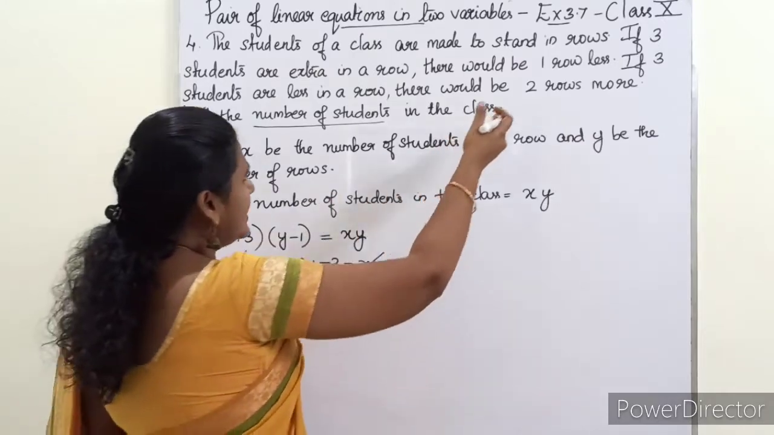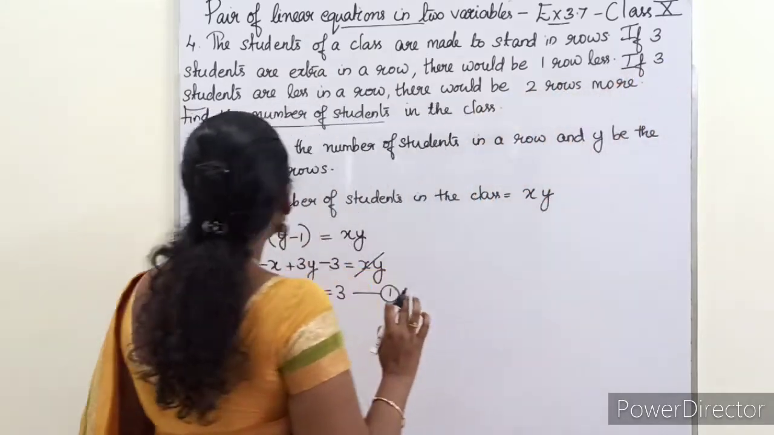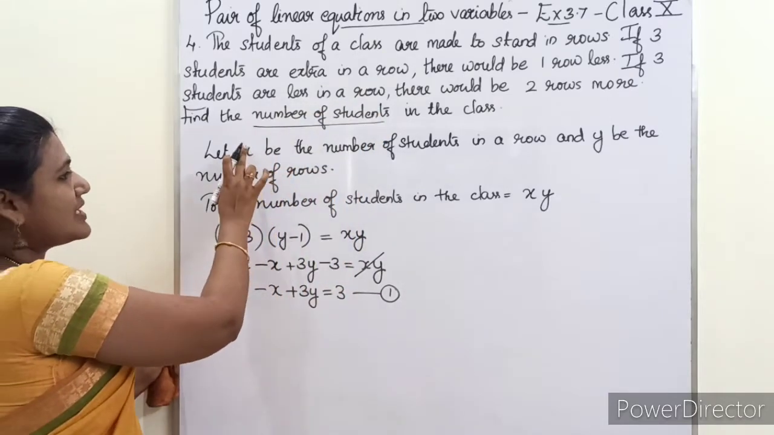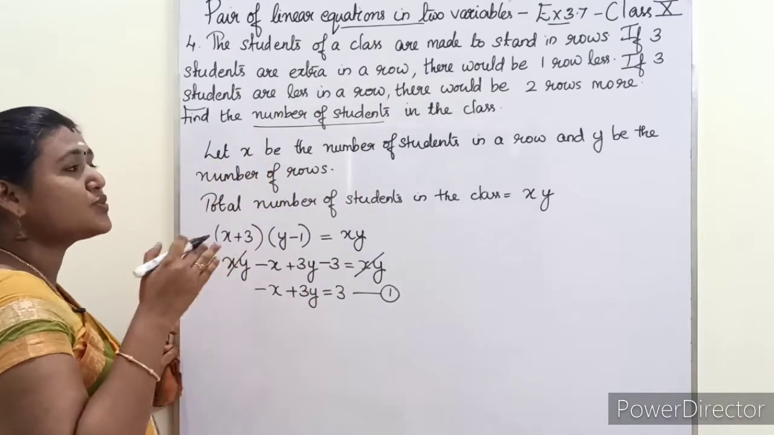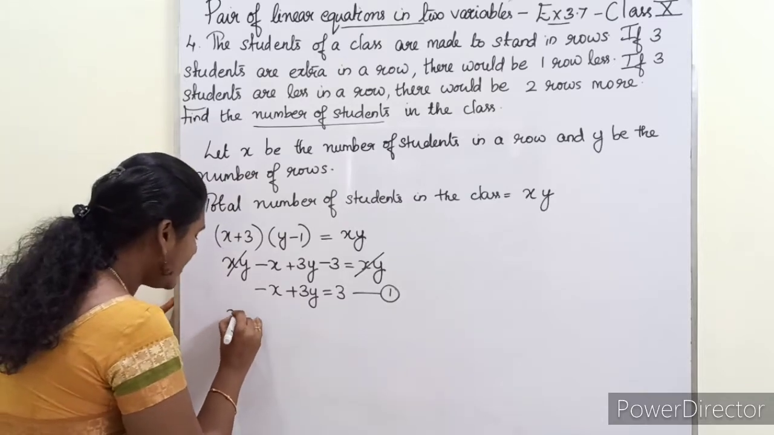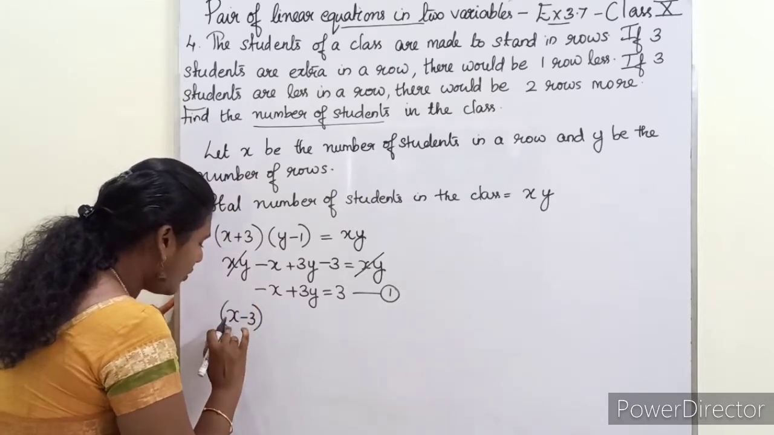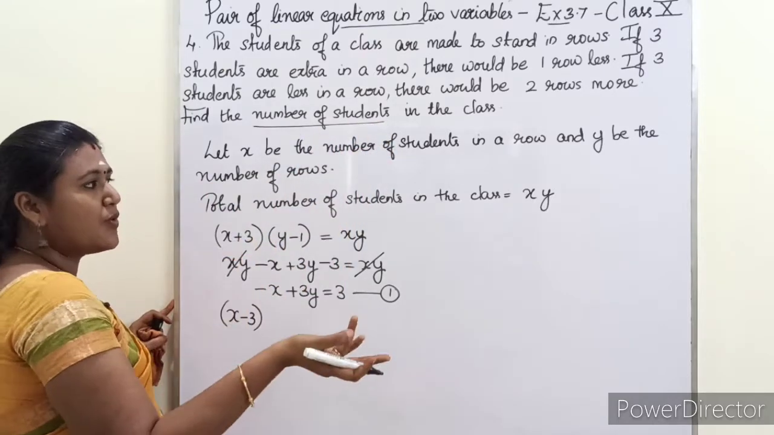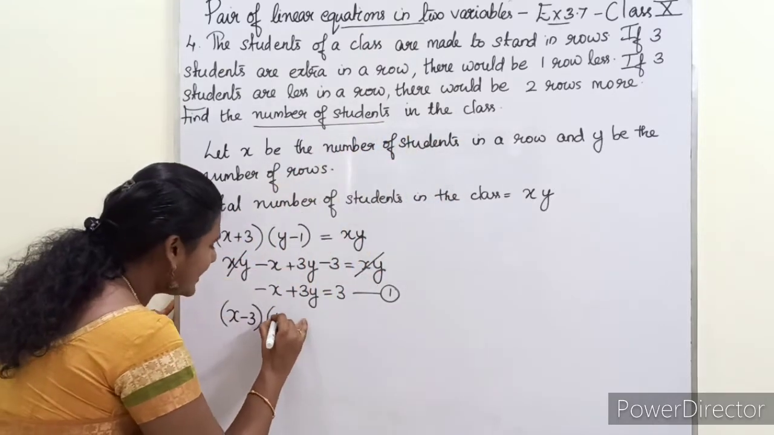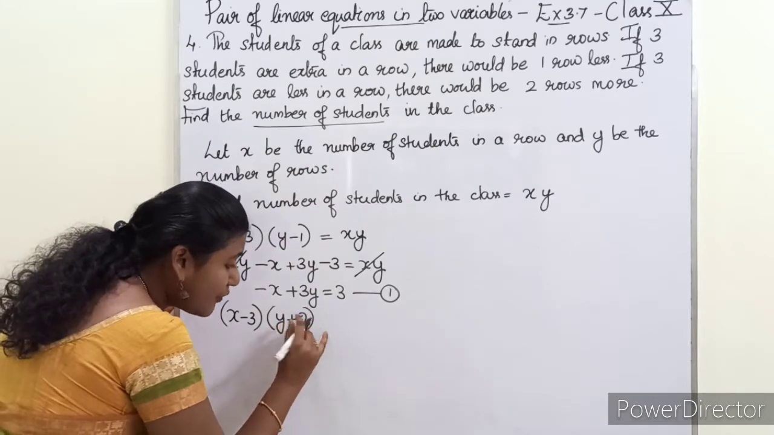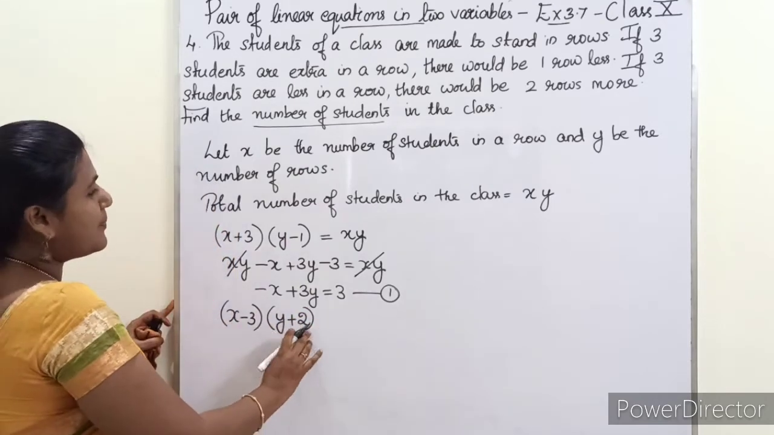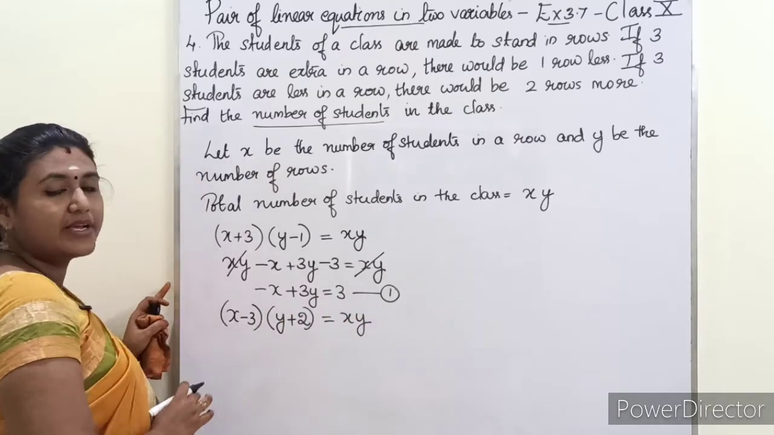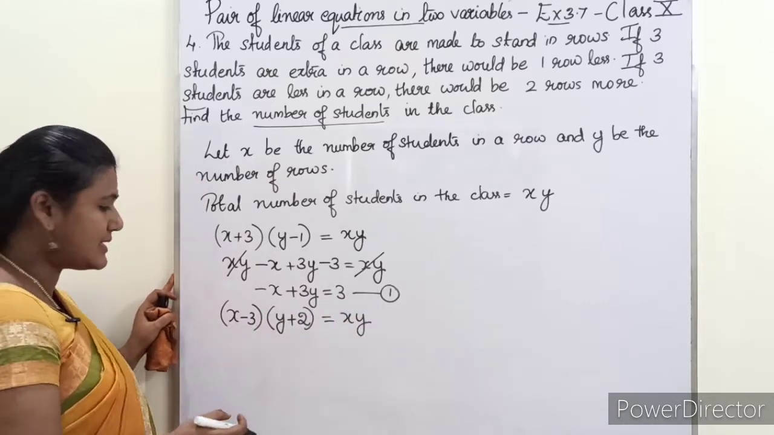Now we will move on to the second statement. If 3 students are less in a row, initially the number of students in a row is x, so the number of students now is x minus 3. Then there would be 2 rows more. The number of rows is y, so now the number of rows is y plus 2. This again gives the total number of students in the class.